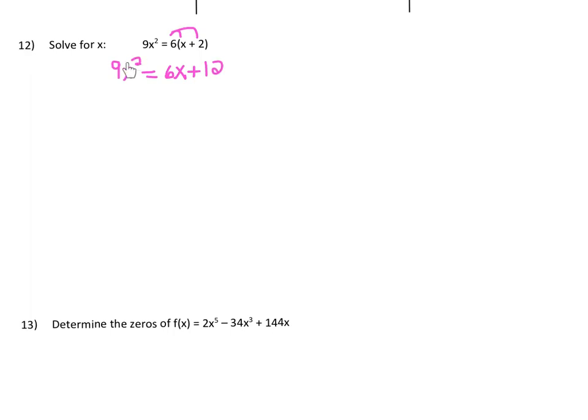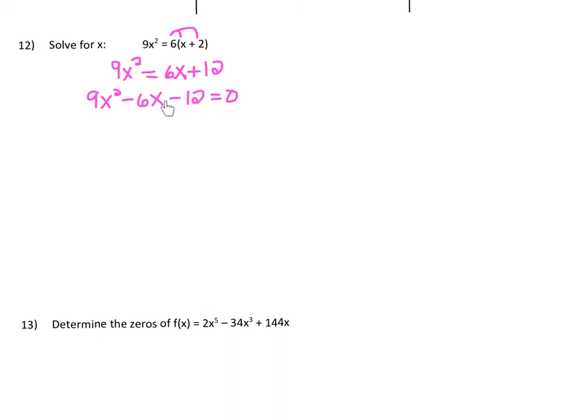Now, whenever you have an exponent, you want to try to get everything to one side of the equation. I always like to have a positive leading coefficient, so I'm going to take these 2 terms and move them to the left. So when I do this, 6x becomes negative, and the 12 becomes negative. All right, so I'll have 9x squared minus 6x minus 12 equals 0.